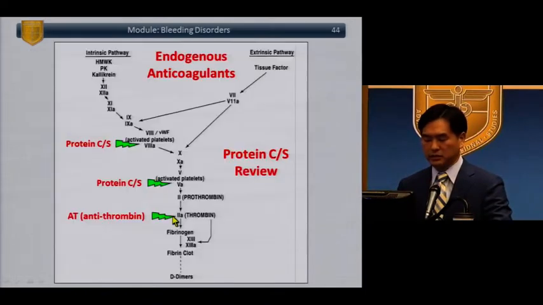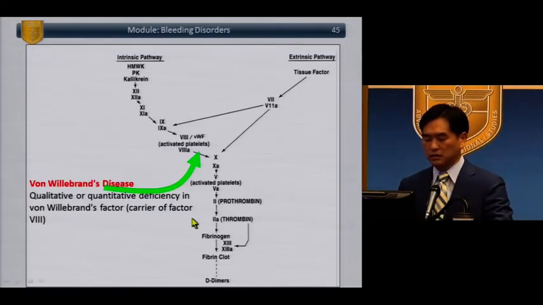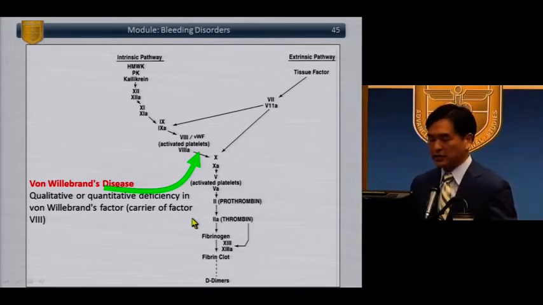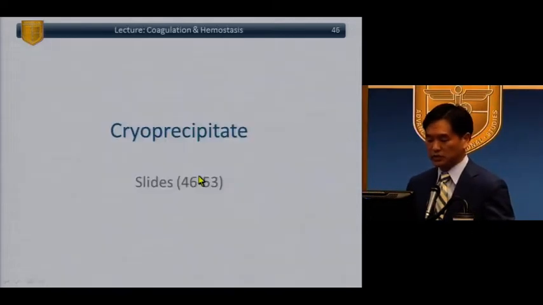I'm going to just skip this over. Okay. Von Willebrand's disease is a qualitative or quantitative deficiency in von Willebrand's factor. Von Willebrand's factor, which is right here, is a carrier of factor 8, so it facilitates this reaction. And the disease is either a defect in the protein itself, or potentially a defect in the receptor or just in the quantity.